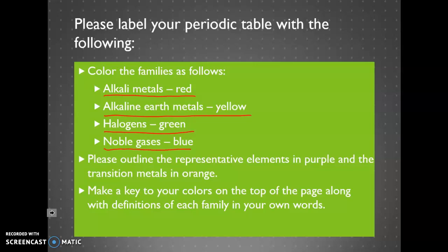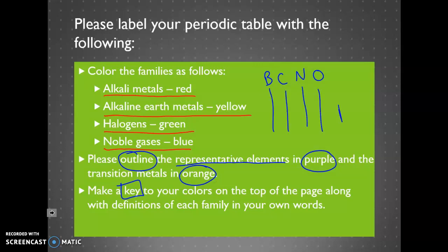But then there's some more. You're going to outline the representative elements in purple and the transition elements there in orange. And then you're going to put a legend right on the top. And that's going to tell me what the colors mean. I would also like to add the boron, carbon, nitrogen, and oxygen group. I'm going to let you guys pick any color or combination of colors that you want to. Get creative with it. Have some fun.